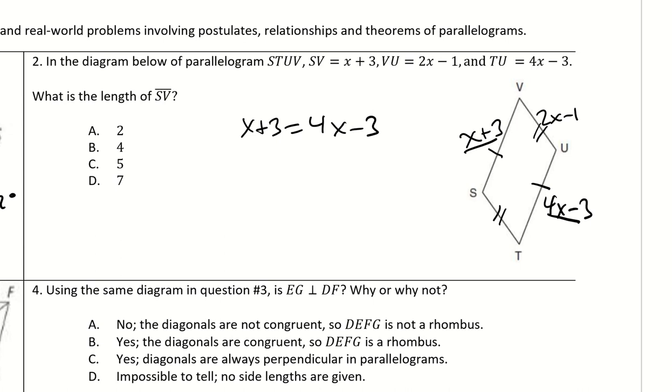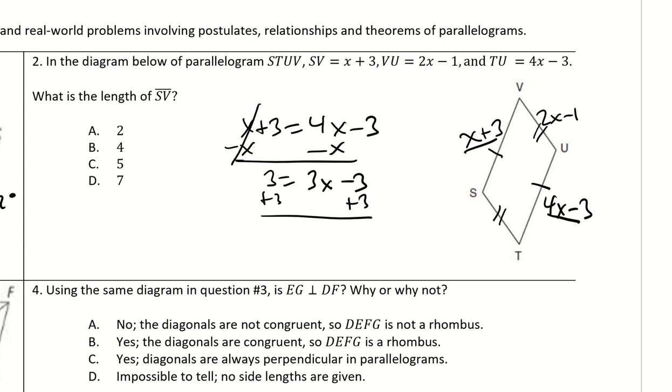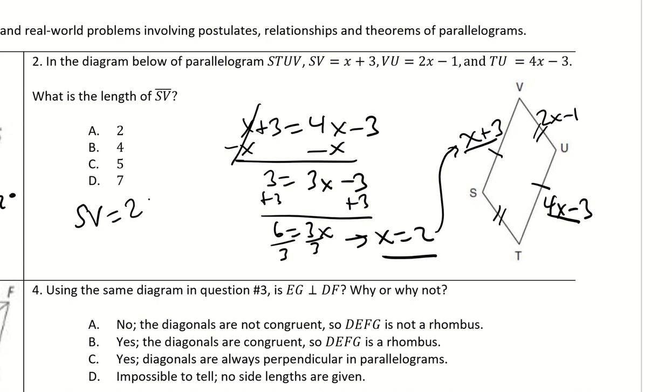So in this case, I'm going to subtract x on both sides. And that leads to 3 equals 3x minus 3. Add 3 to the other side. 6 is equal to 3x. Divide by 3. x is equal to 2. And so that is x. And then don't forget to plug that into SV right here. So we get SV equals x plus 3, which is 5.